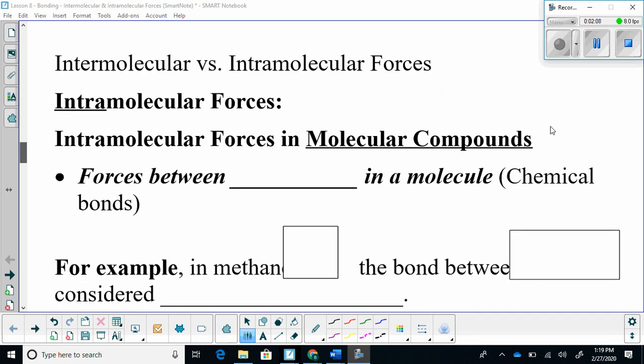Okay, let's take a look at the difference between an inter and an intramolecular force. Let's first start off with intra. Intramolecular forces are in molecular compounds. The forces in a molecular compound are between atoms in a molecule, also known as the chemical bond. So the physical bond between an atom and another atom.